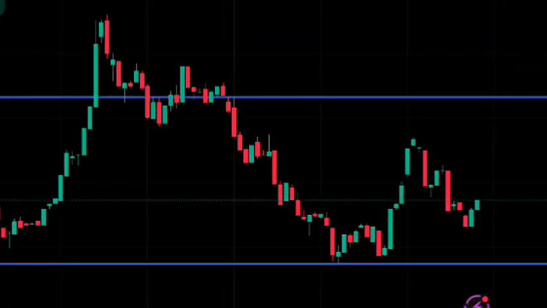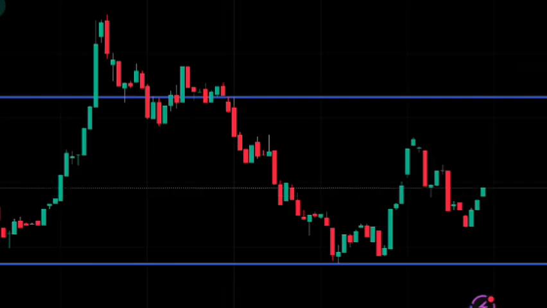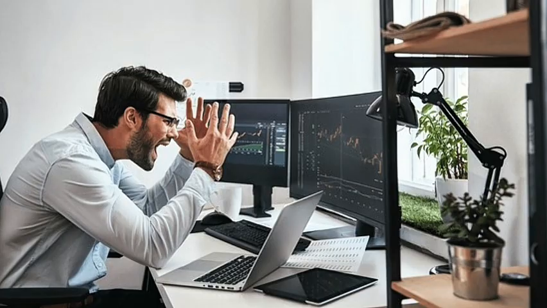I draw support and resistance on the 4-hour chart. Then I go to the 5-minute chart to find entries. This helps me to get better trades. So this is how you can trade support and resistance in a simple way. If you understand this, you can avoid many bad trades.